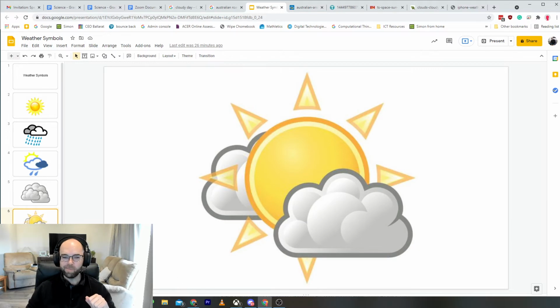Here are some more. This one here, there are some clouds, there is some sun, no rain that I can see. This one here, when only part of the sky has clouds in it, and the rest is still sunny and blue, we can call that partly cloudy. It's a partly cloudy day.